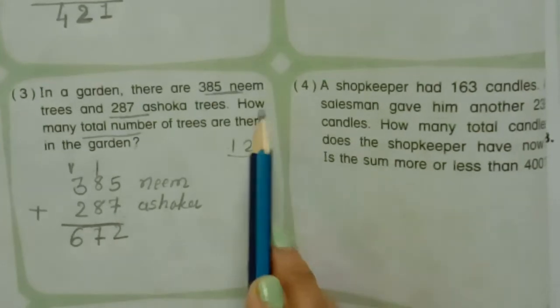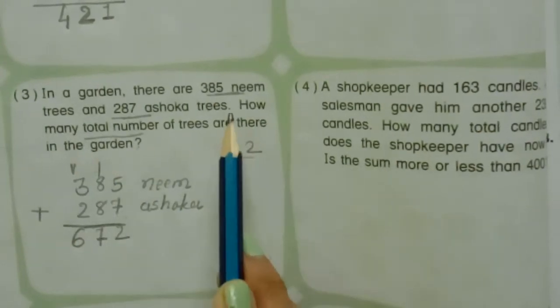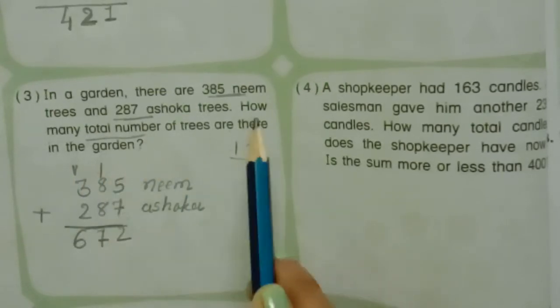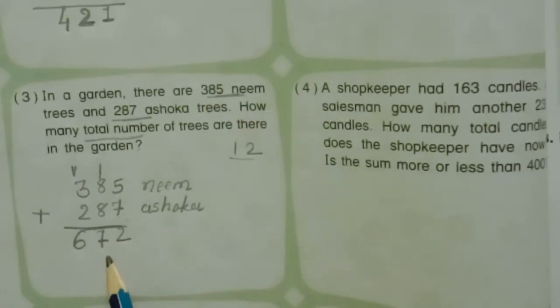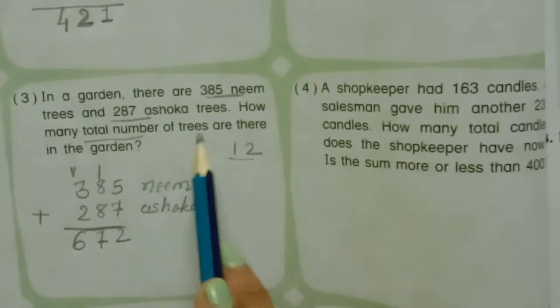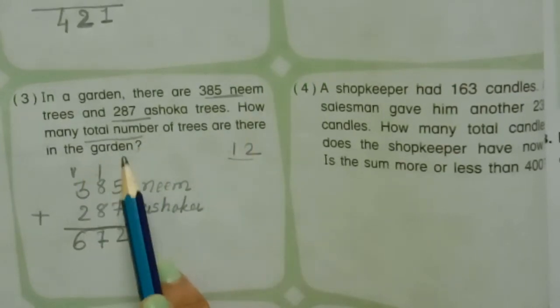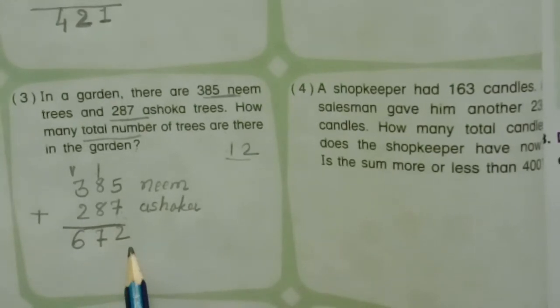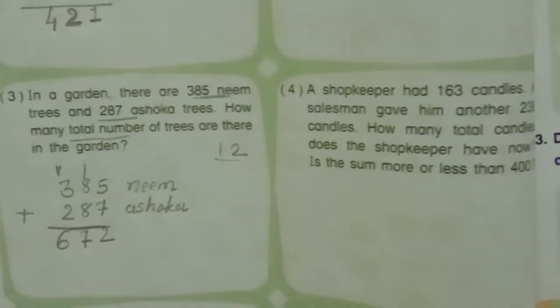How to write the answer? Last question: how many total numbers of trees are there in the garden? So we'll write 672 total number of trees are there in the garden. Otherwise there are 672 trees in the garden. Number 4.